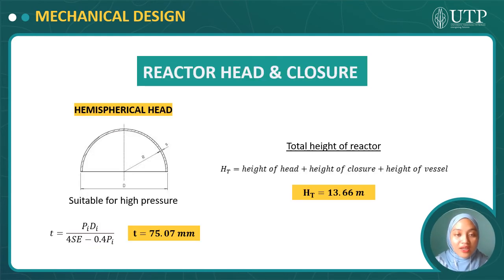For the reactor head enclosure, the hemispherical head was chosen as it is shown to be suitable for high pressure processes. The thickness of the reactor head enclosure was calculated, and from there we can calculate the total height of the reactor, where total height of reactor equals height of head plus height of closure plus height of vessel. So the total height of the reactor is now 13.66 meter.